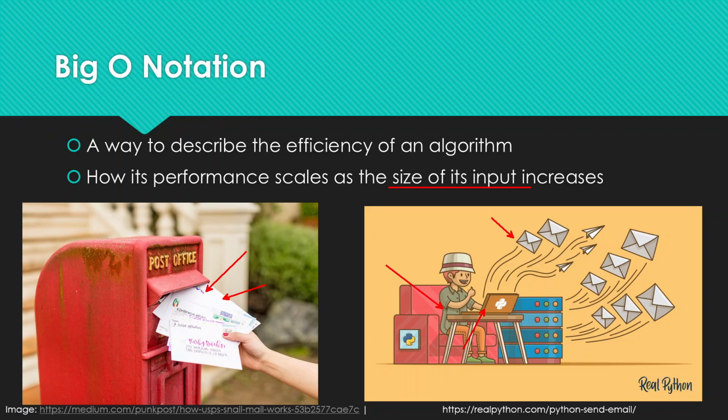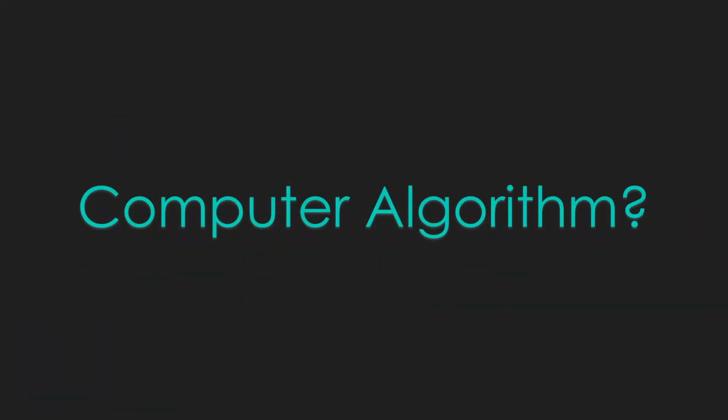So we're not really looking at how fast your algorithm executes, but really how well it will be able to handle large inputs. When the inputs become very large, how is it going to perform? That is what Big O notation really gives us.